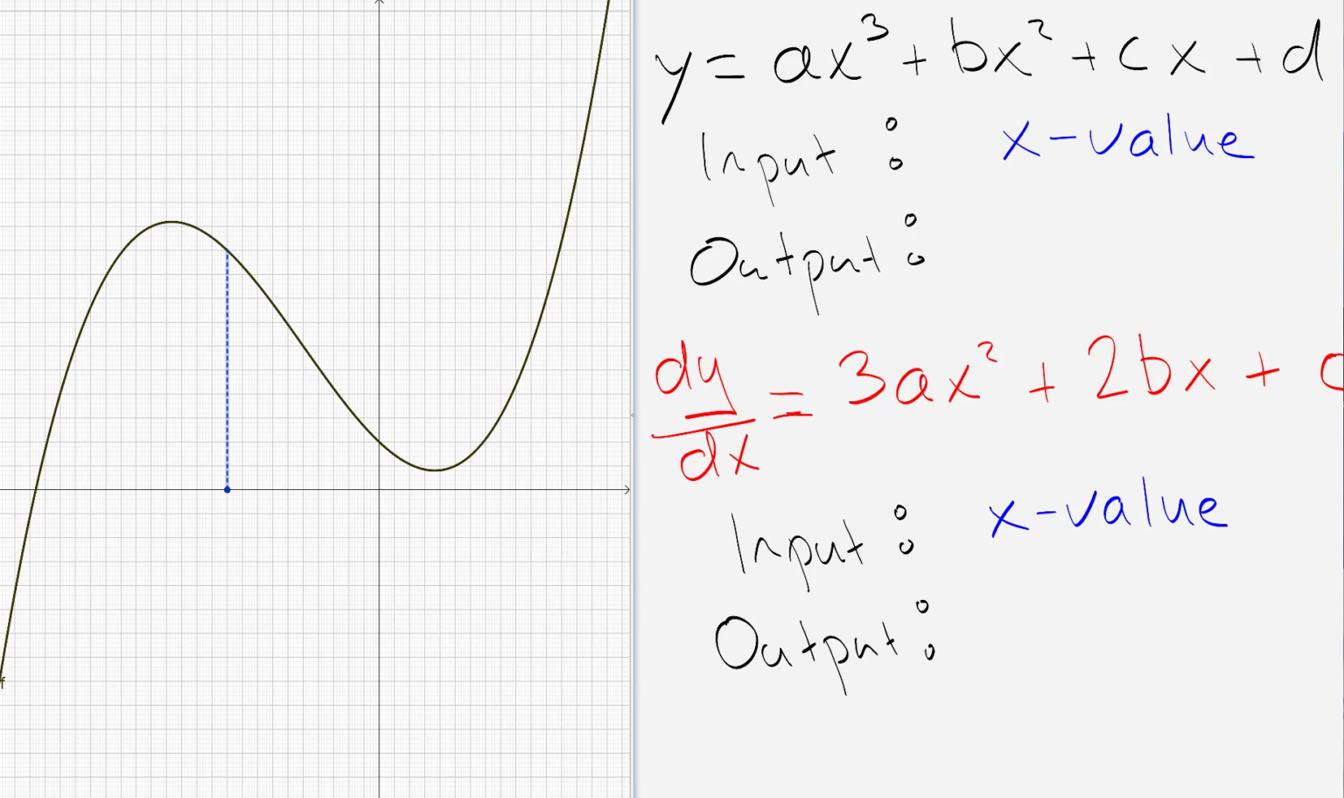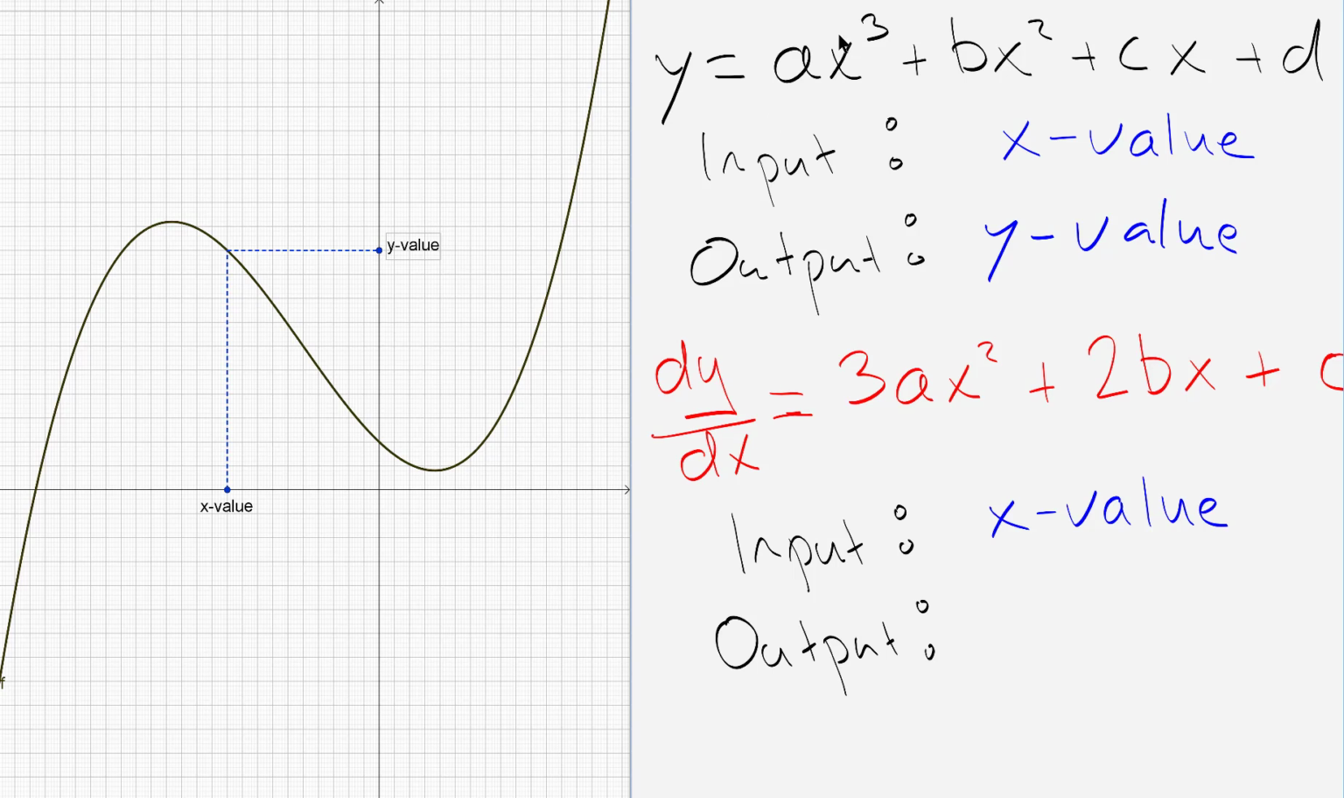what is the output? What is the output of a function? You know that you put in the x value and then the output of the function will be the y value. So your input is the x value, your output is the y value. That's how functions work when you want to relate it to the graph. Put in the x value, output is the y value.